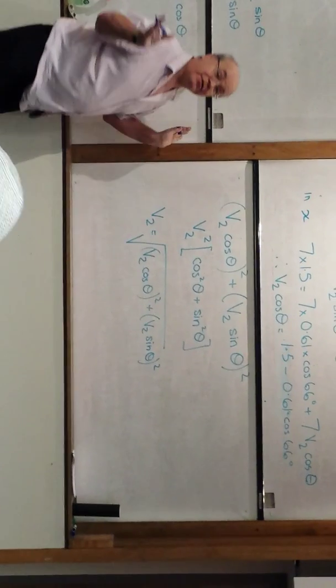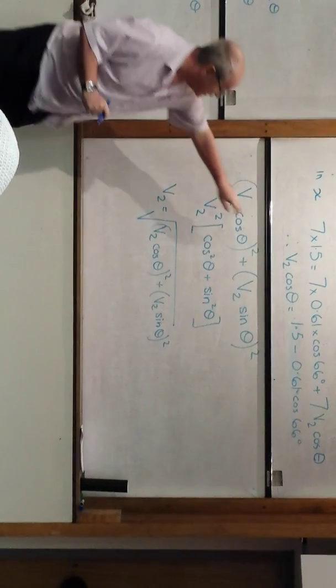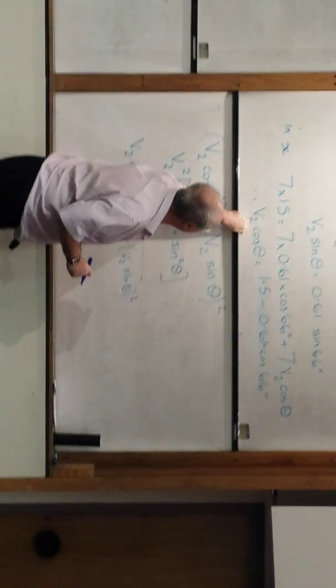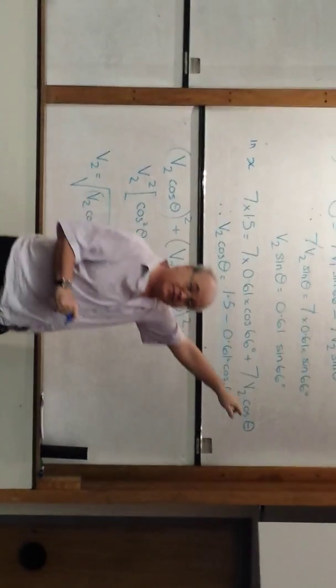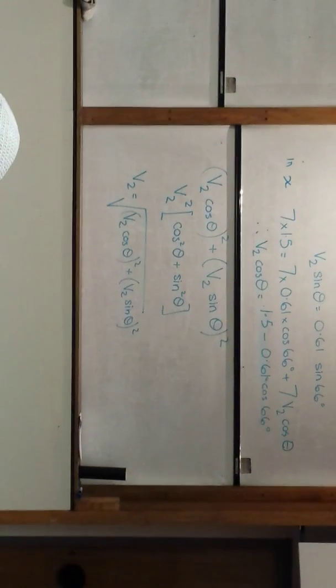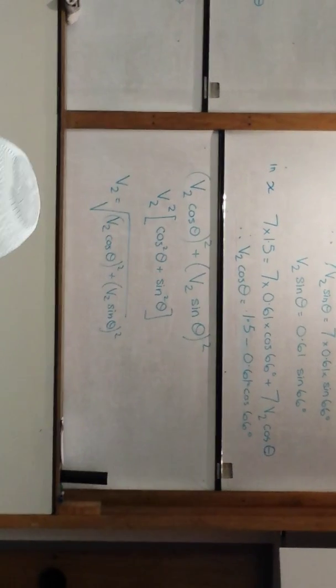This is a method, it's not the only method, it's one method to work it. You've got a value for v2 there, use your calculator. You've got a value for v1 there, for the sine theta, the cos theta, stick them in, you'll find v2. Divide one by the other, you'll find the angle. Have a go.